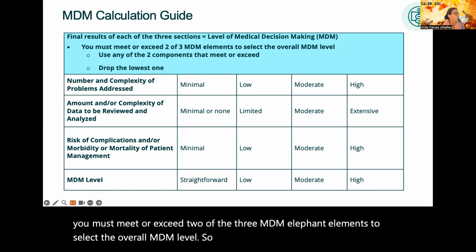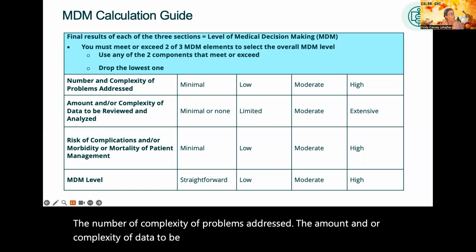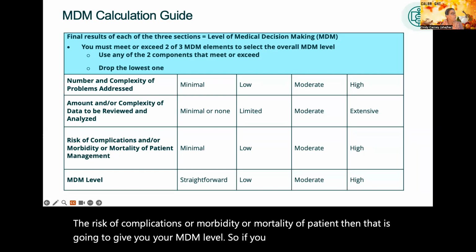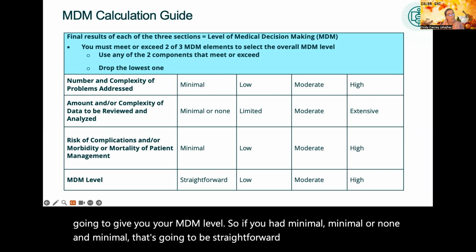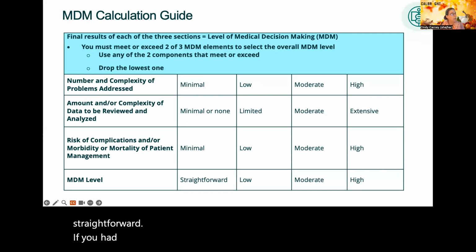So the number and complexity of problems addressed, the amount and/or complexity of data to be reviewed and analyzed, and the risk of complications and/or morbidity or mortality of the patient will give you your MDM level. If you had minimal or none, and minimal, that's going to be straightforward. That's what the SF means, straightforward.